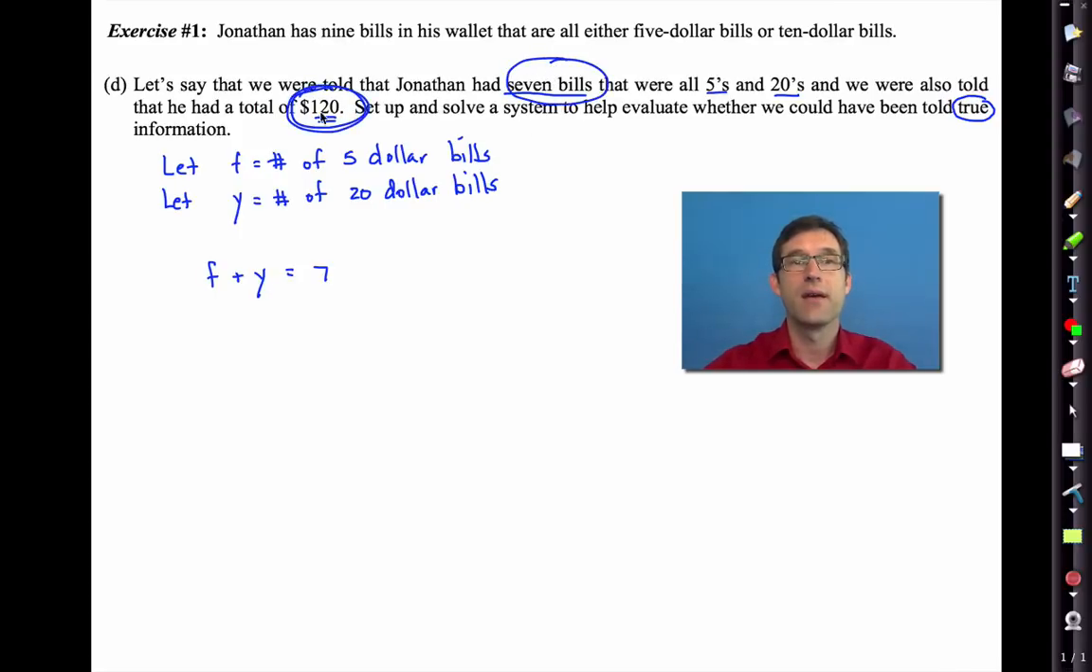Now let's get this piece of information down in an equation. If we take the number of 5s and we multiply by 5, take the number of 20s and we multiply by 20, add together, that should give us the total amount of money, which is $120. What I'd like you to do now is pause the video, use the method of elimination or substitution, your call, to solve this system of equations. Okay, pause the video now.